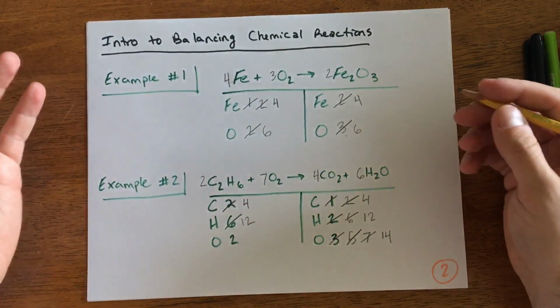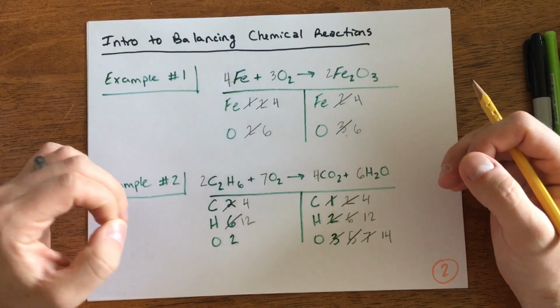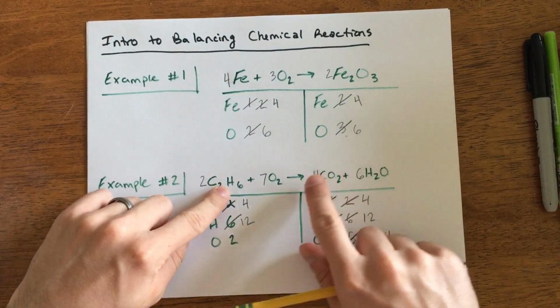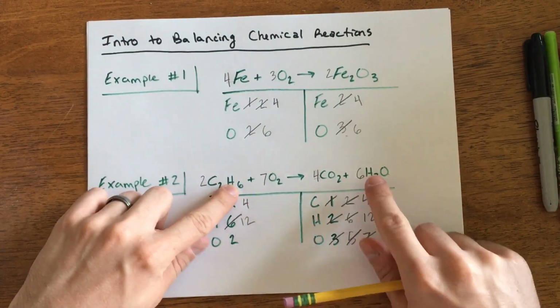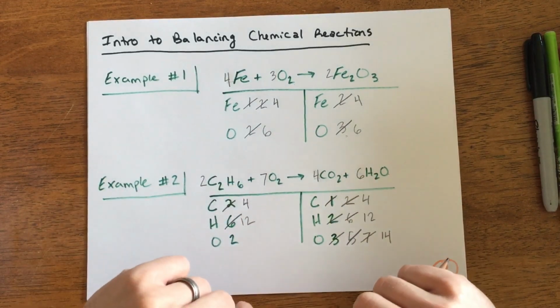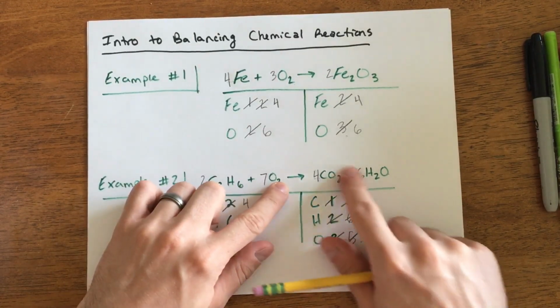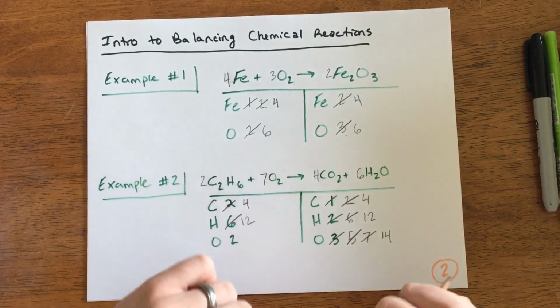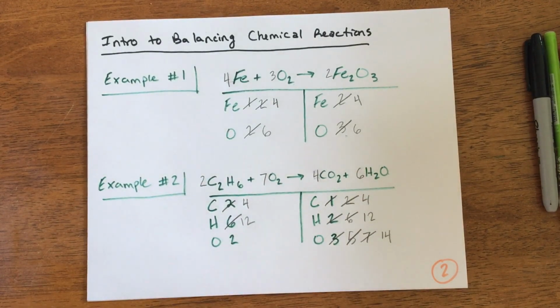So this is our balanced reaction. You can always go back and double check these things. So I have 4 carbons, 4 carbons. I have 12 hydrogens. 6 times 2 is 12 hydrogens. And if we look at the 14 oxygens on this side, we have 8 plus another 6 gives us 14 over here. So we are officially balanced.